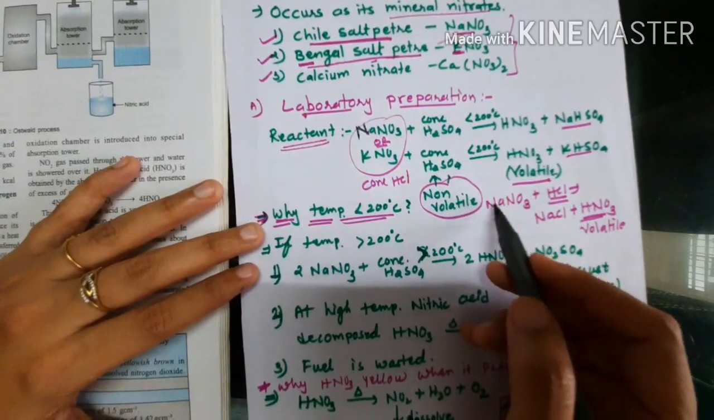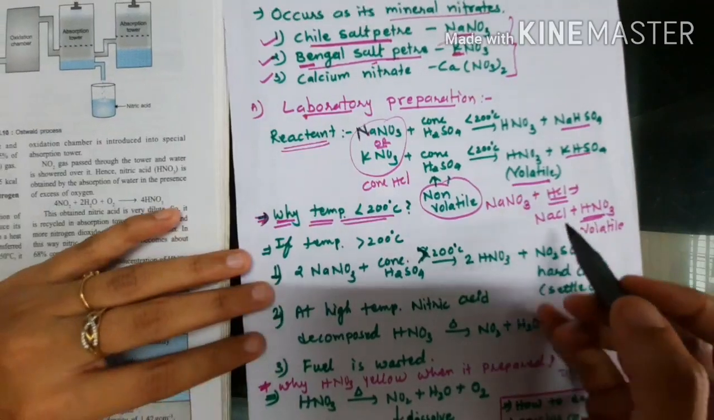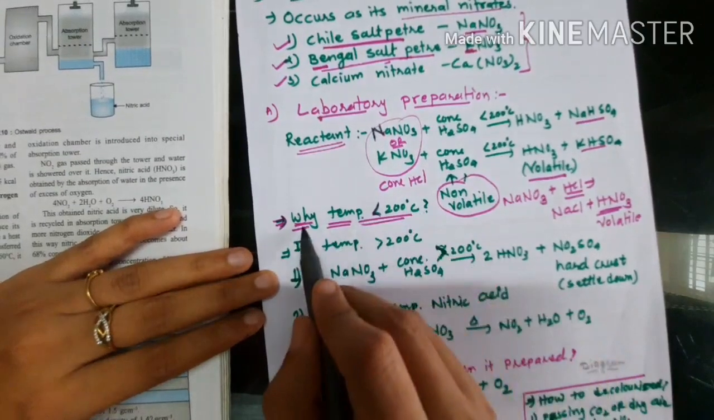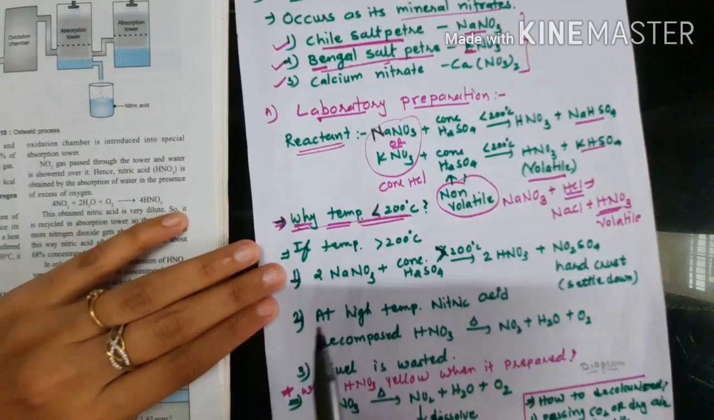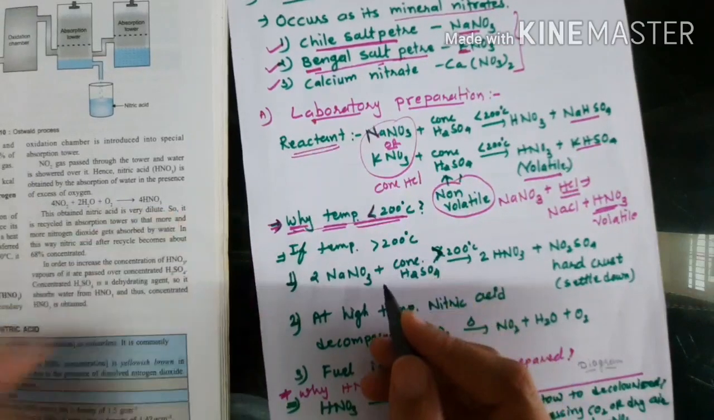That is the first reason. I hope it is clear. So that is the first question. Second question: why is the temperature greater than 200 degrees centigrade? Very important. Why are we taking a temperature greater than 200 degrees centigrade, and why not less than 200?